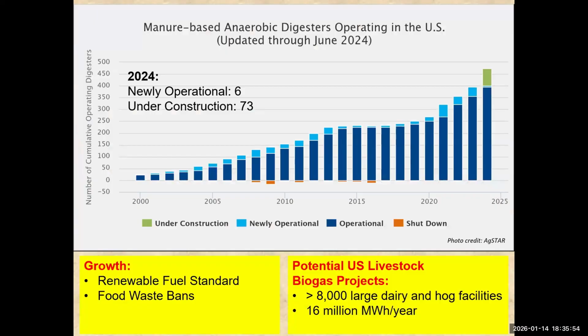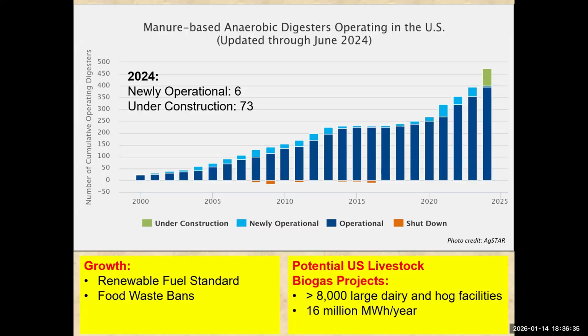So if we take a closer look at the status of anaerobic digesters operating on livestock farms in the US, you can see that since 2020, we have seen growth, and there's been more growth in manure-based anaerobic digestion systems. And the renewable fuel standard, the low carbon fuel standards, as well as more states implementing food waste bans, where food waste is being banned from actually going to the landfill, has contributed to the growth of anaerobic digestion technology.